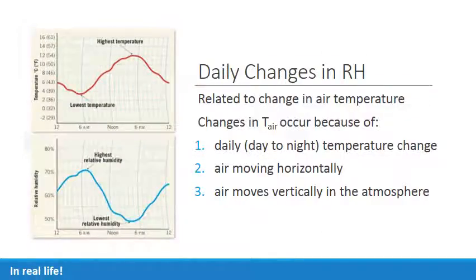In nature, there are three major ways that air temperature changes. So we can see the way that air temperature change influences or brings about a change in relative humidity can really happen in three important ways. Maybe some other ones, but these are the ones that happen over relatively short time spans so that we would see a change in the weather.